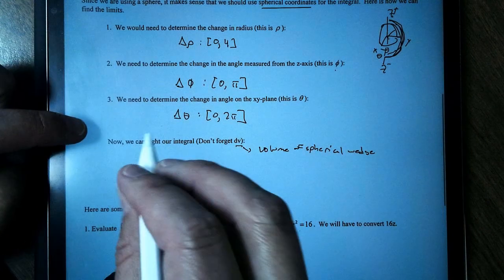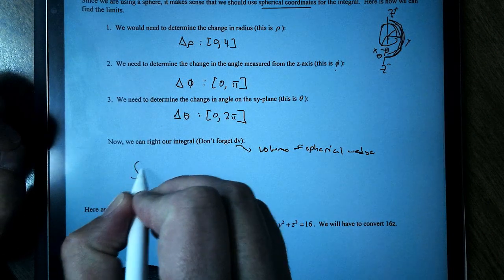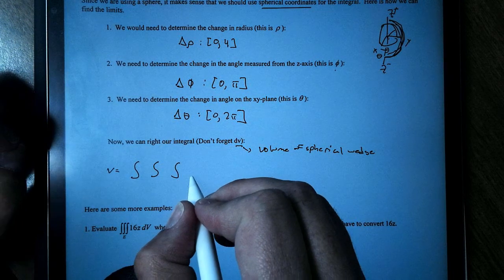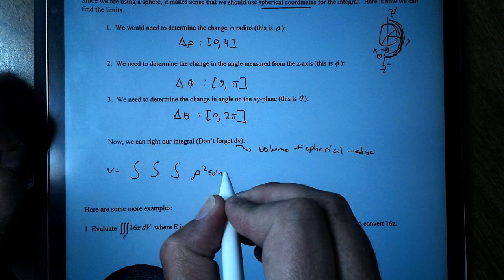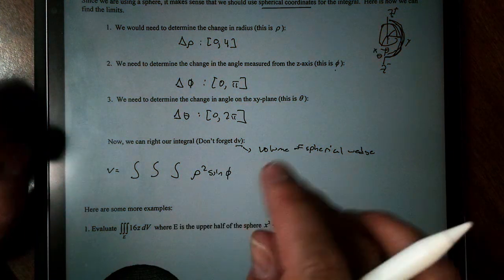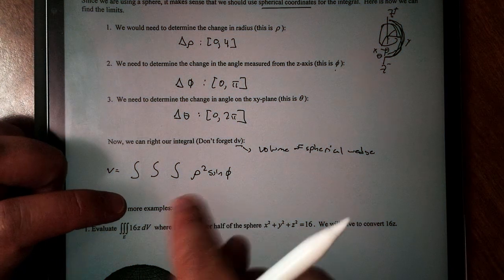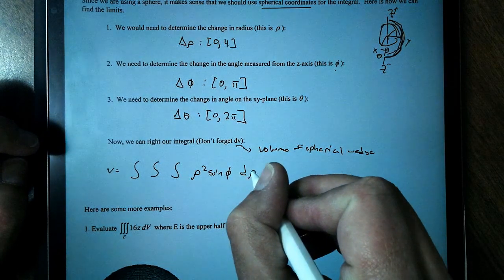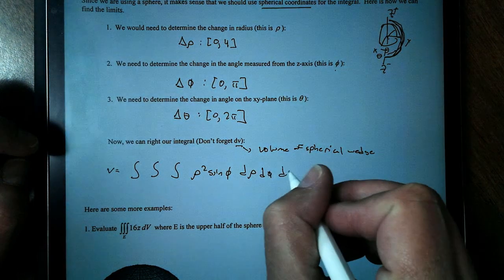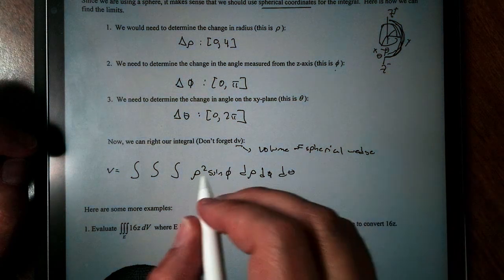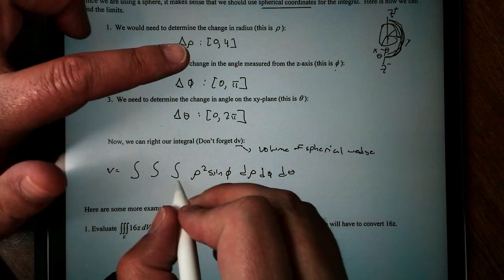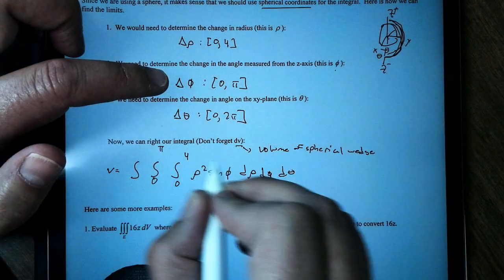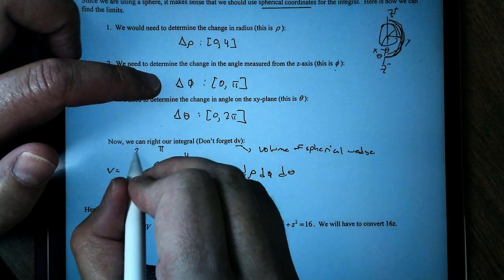So we're going to write this out. Our change in volume, my formula here, remember, is rho squared sine phi. You have to include that every time. This is like that r in our cylindrical coordinates, r dz dr d theta, right? And then we're going to have this d rho, d phi, d theta. Like I said, I tend to switch those around, old habits. D rho was from 0 to 4. D phi is 0 to pi. And d theta, 0 to 2 pi.